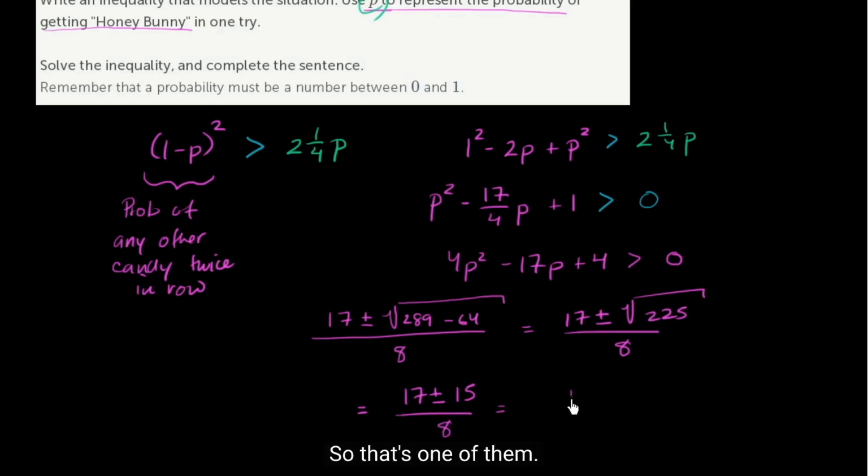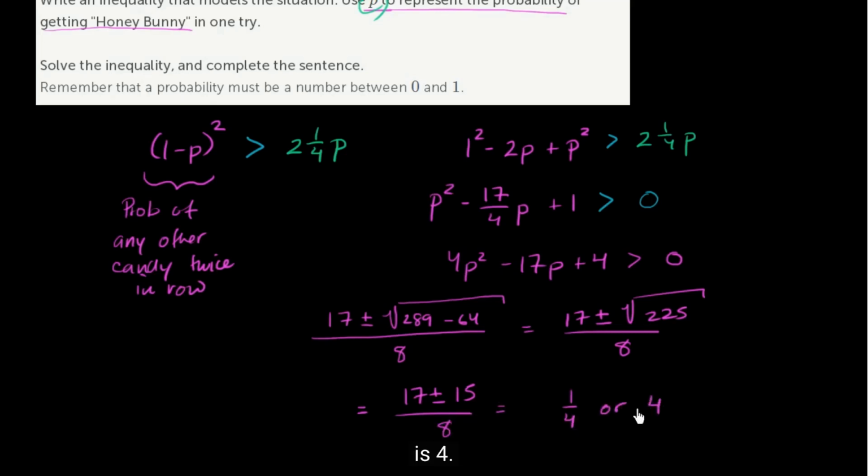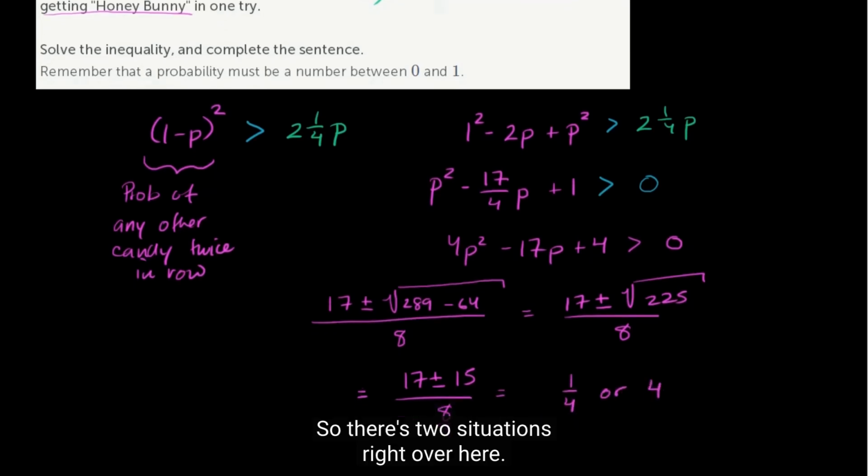So that's one of them. That's when we take the minus. And if we add 17 plus 15, that gets us to 32 divided by 8 is 4. So there's two situations right over here.